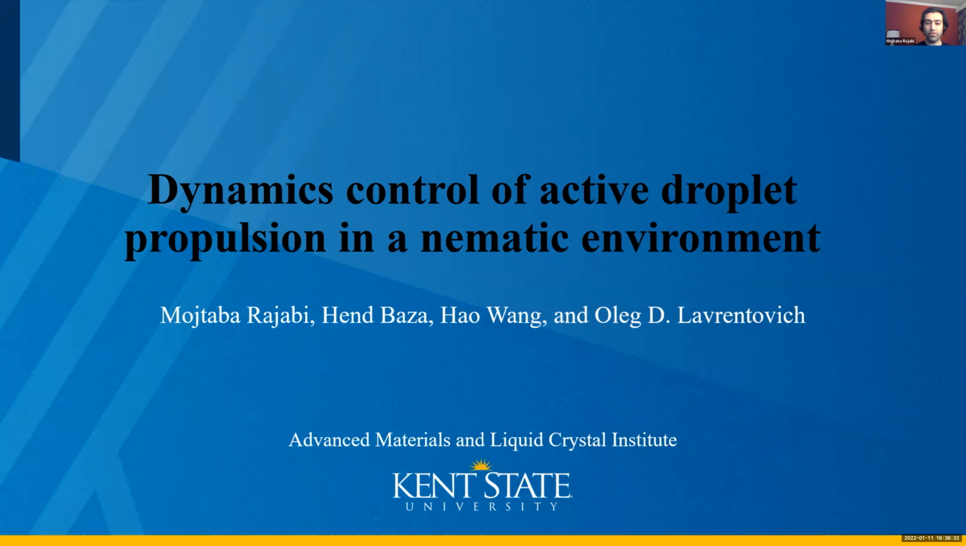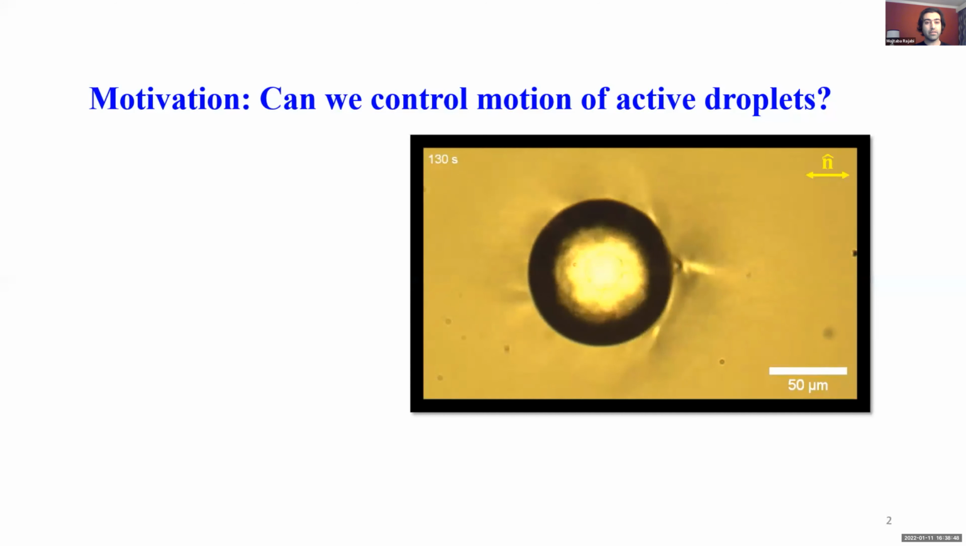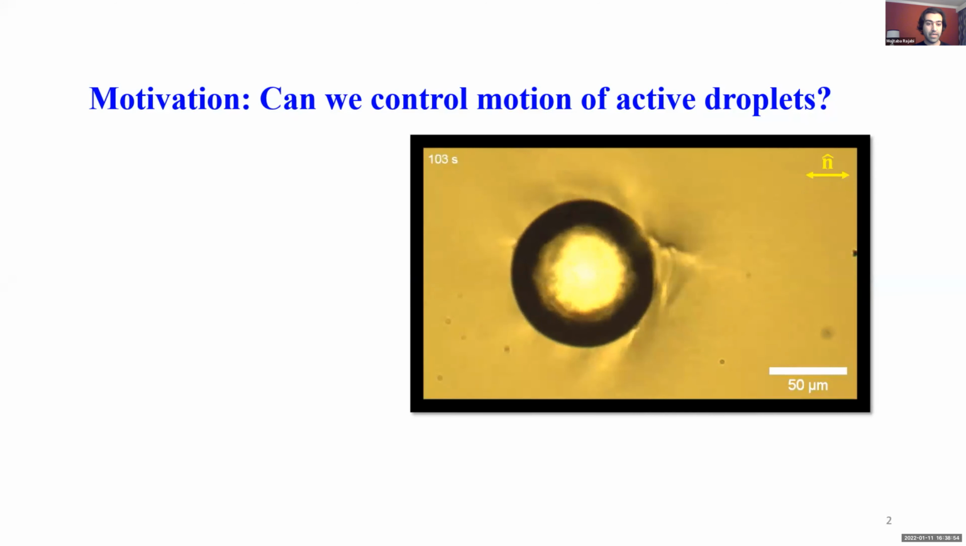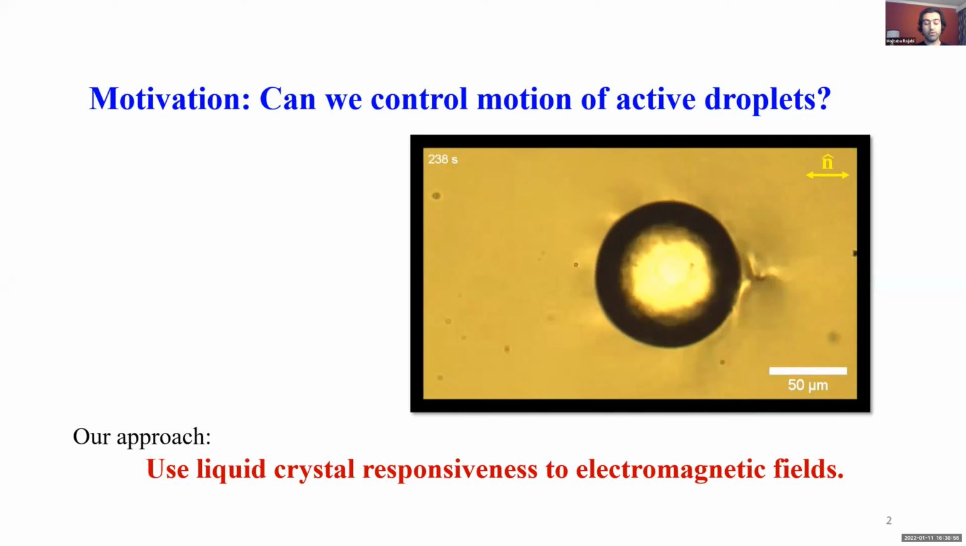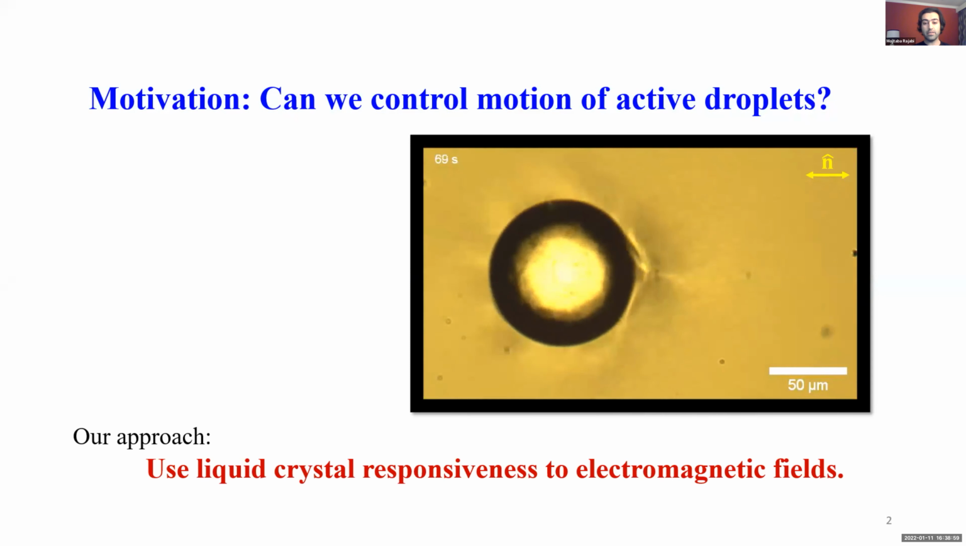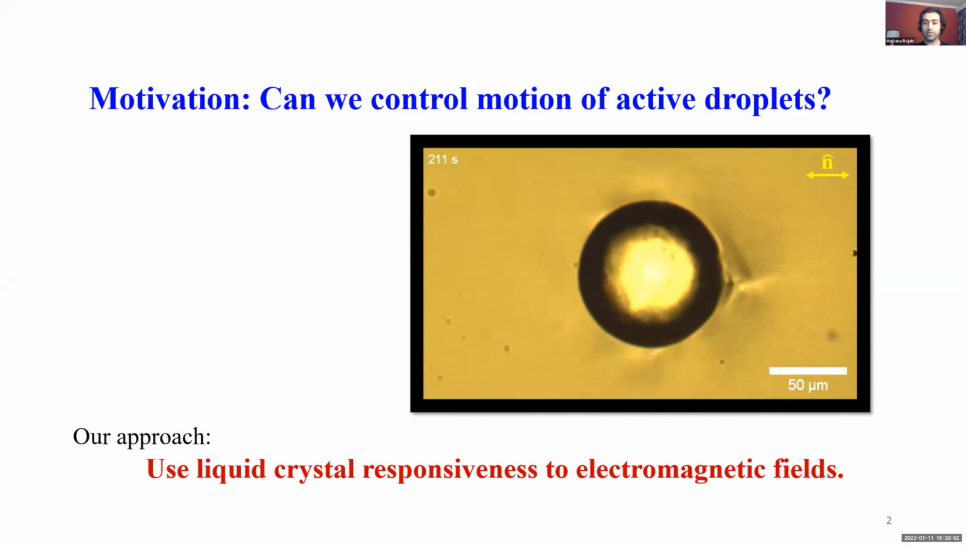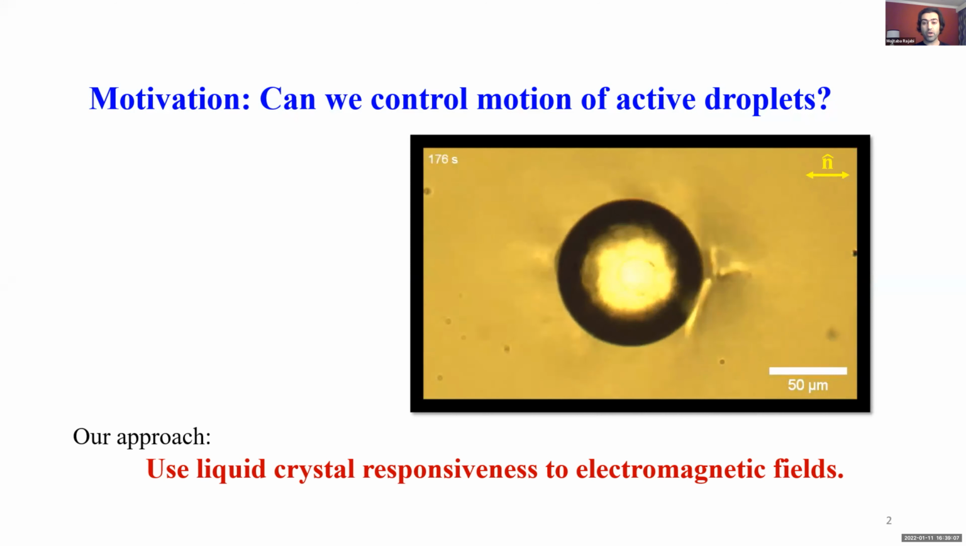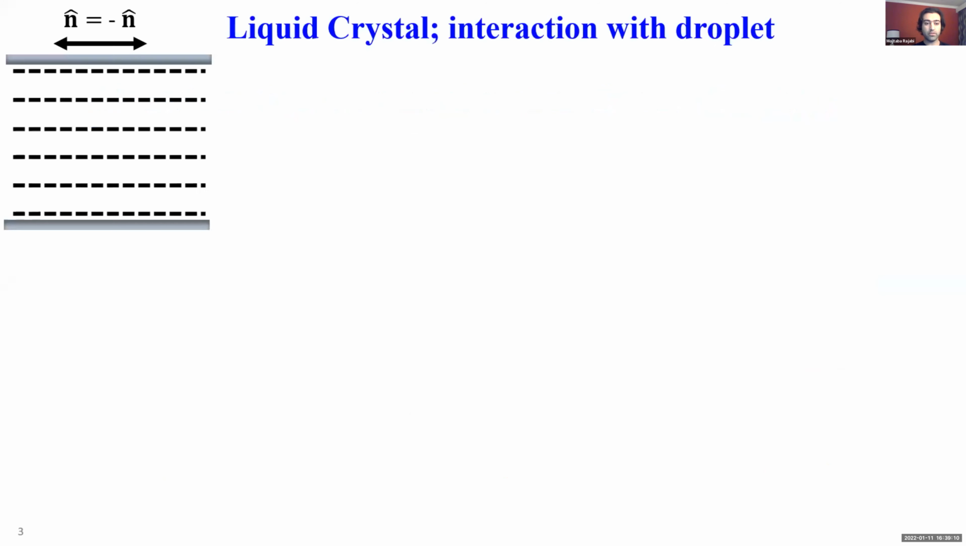I'm Mojtaba Rajabi from Kent State University, and I want to thank the organizers for this opportunity. I'm going to talk about dynamic control of active droplets in a nematic environment. In this presentation, I will ask: can we control the motion of active droplets? And the answer will be yes. I will show you that we use liquid crystal and its responsiveness to electromagnetic fields to control active droplets. But let me first quickly introduce our system: what is an active droplet, what is a liquid crystal, and so on.